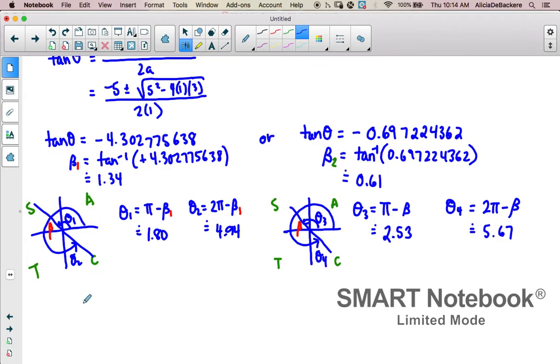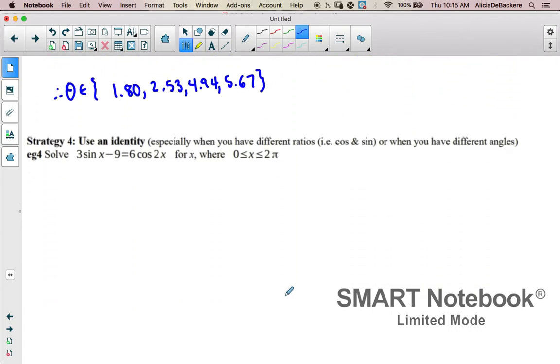And then I can write my solution set. So therefore, theta belongs to. And then I'm just going to reorder these so that they are in increasing order. So I've got those are my answers. All right, moving on to strategy 4.